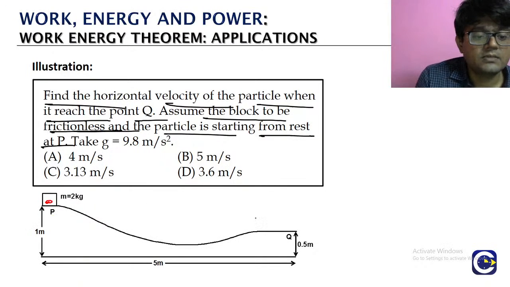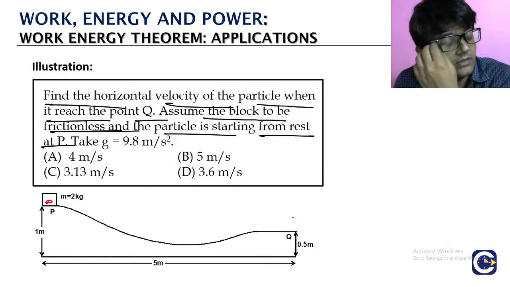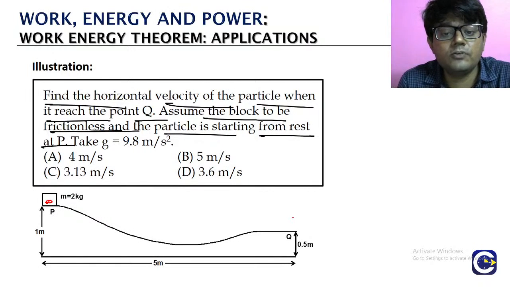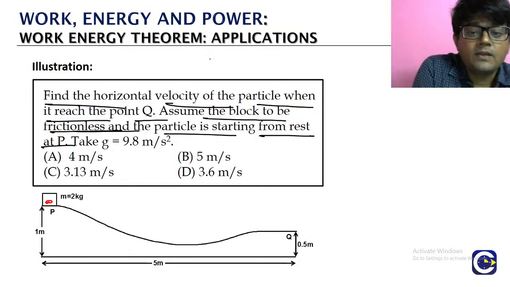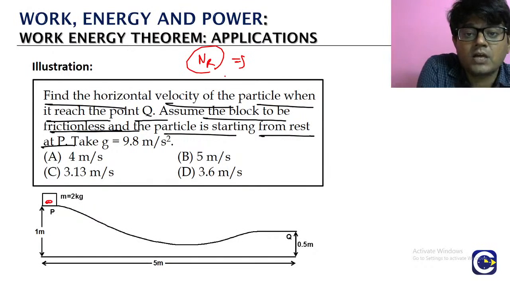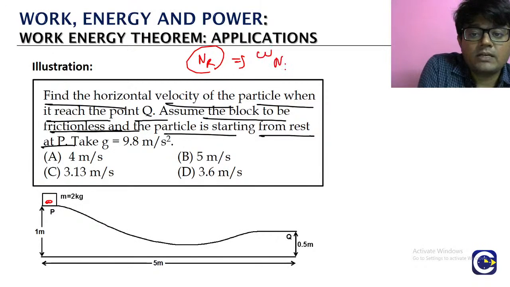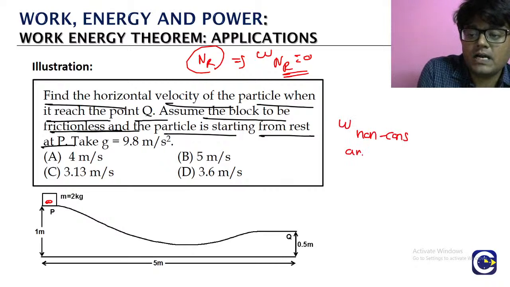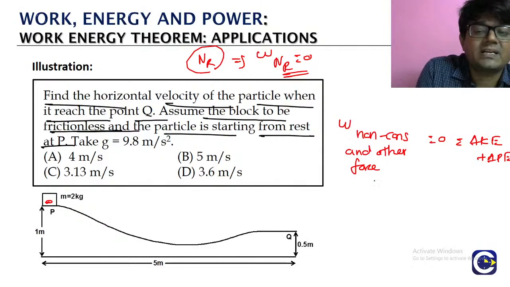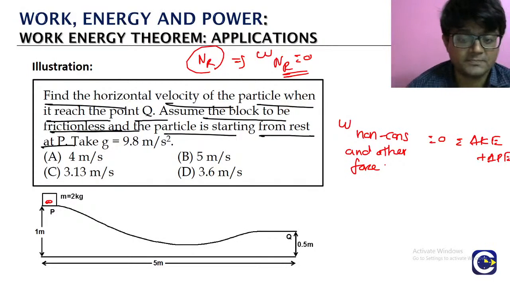Other than gravity there is no other force which will be doing work, because the only other force is the normal reaction. Since the object is moving along the contact plane, work done by the normal reaction equals 0, which means change in kinetic energy plus change in potential energy equals 0. That is our conservation of mechanical energy principle. Same concept.